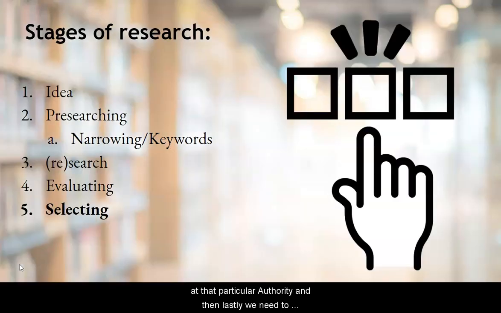And then lastly, we need to obviously select the articles that we are going to be using for our research. Just keep in mind that maybe we start writing our assignment, our paper, or our lit review, but we need to go back to stage 3 for research. Maybe the articles we selected are good, but they're not quite what we're looking for. So don't be afraid to go back and forth between stages 3, 4, and 5.